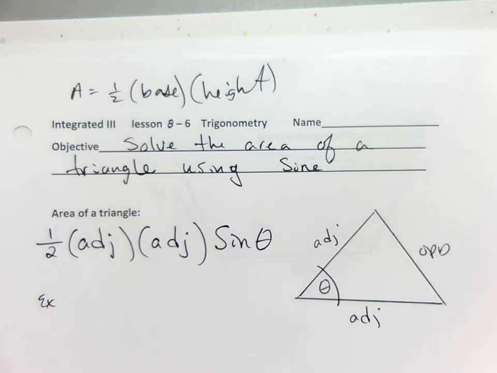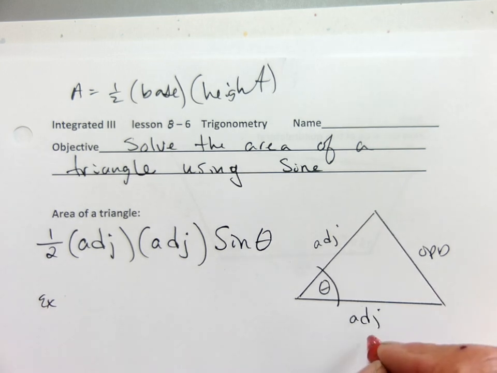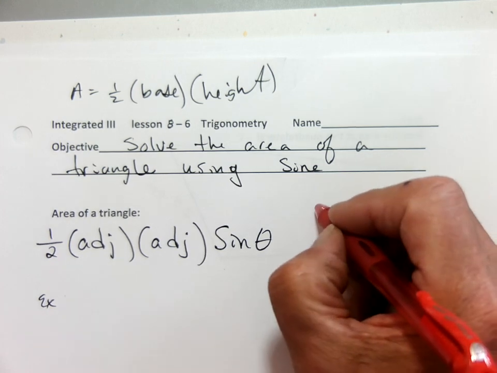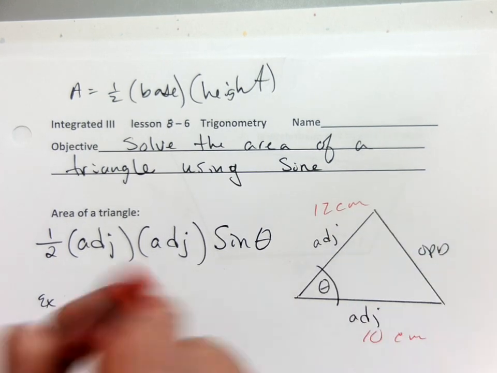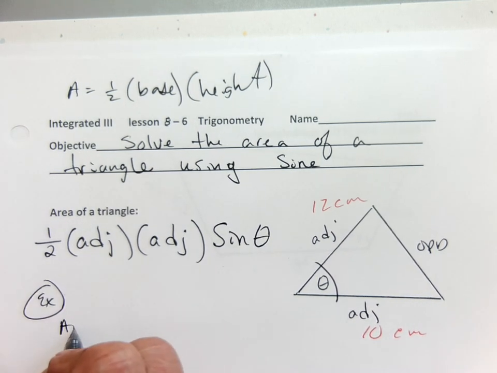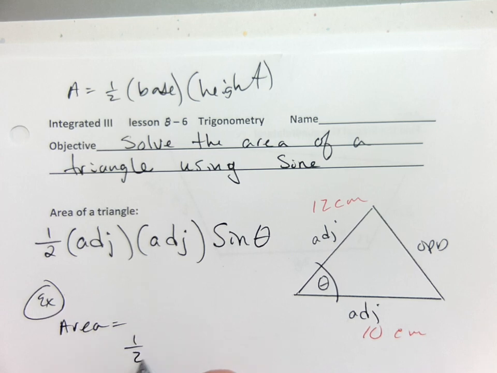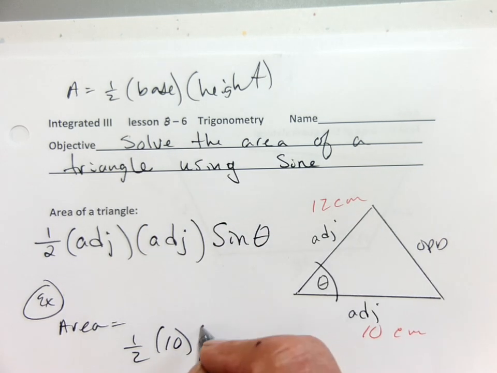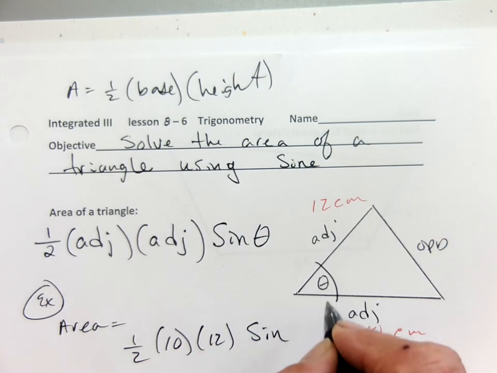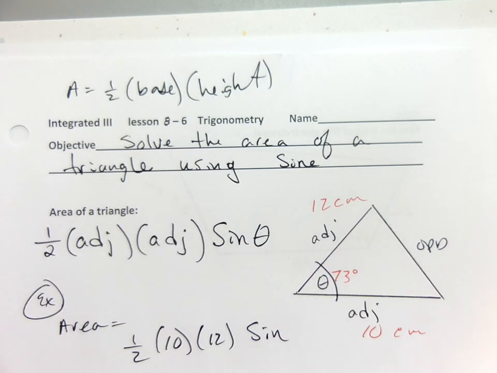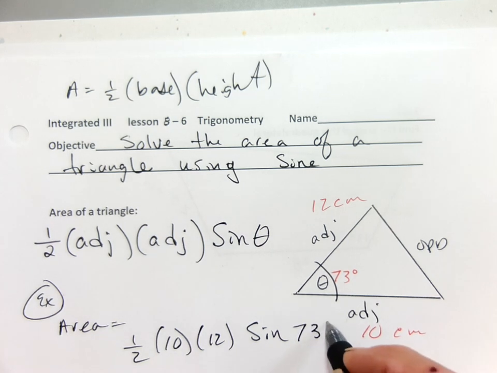So real quick example. In this case, let's make up some numbers. Let's say this happens to be 10 centimeters. And let's say this happens to be 12 centimeters. We don't need to know anything about the opposite. So the area of this triangle simply is this. We're just going to go area is equal to 1/2 times 10 times 12 times the sine of, well, I need an angle. Let's say this angle is 73 degrees, okay? Times the sine of 73 degrees.